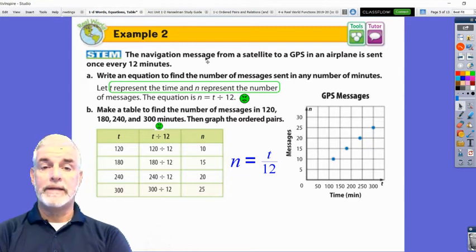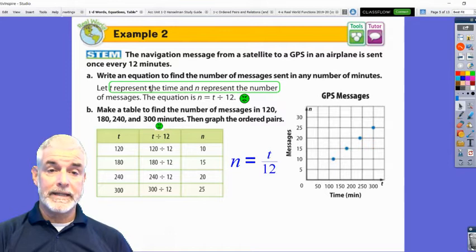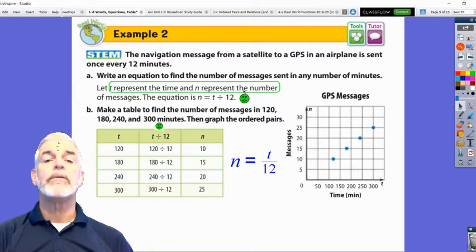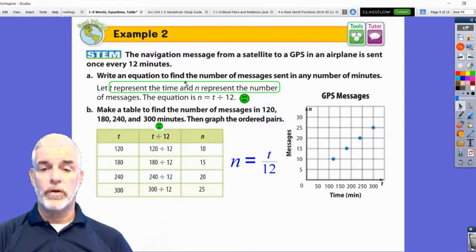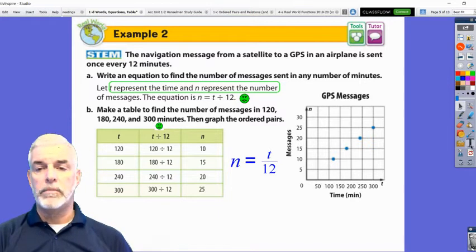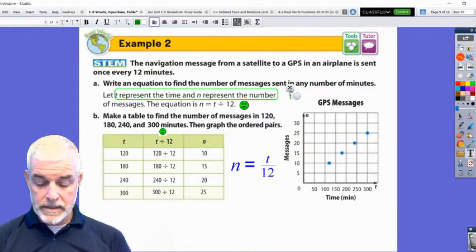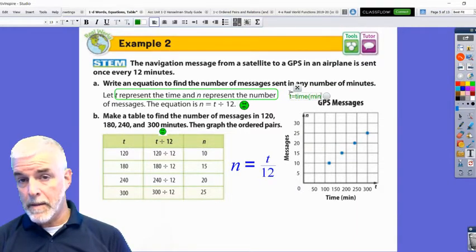So here they did do the correct thing. Here they defined the variables. Let T represent the time and N represent the number of messages. The only mistake here is that when you define this variable, you don't just say T equals time, you say T equals time in minutes.